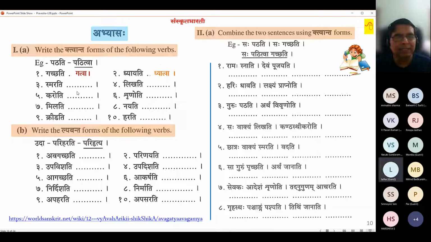Smarati, smritva. So smr comes. So ar is a guna of the rikara, so smritva. So the original swara comes back. Smritva. Likhati, likhitva, ikara comes. Very well done. Likhatva, immediately you know something doesn't sound right. So likhitva. By abhyasa, we will know the form.